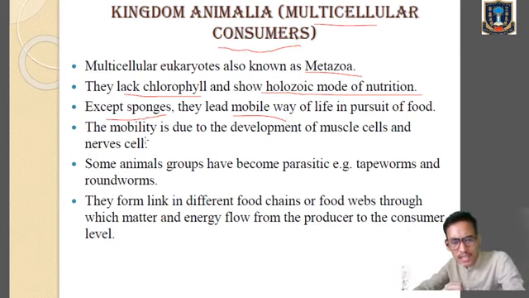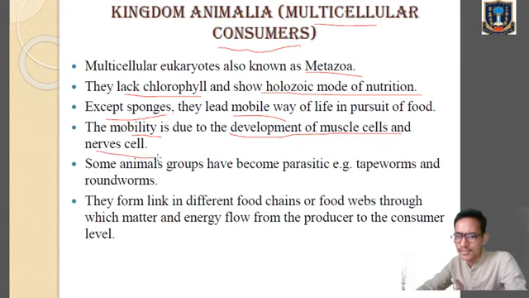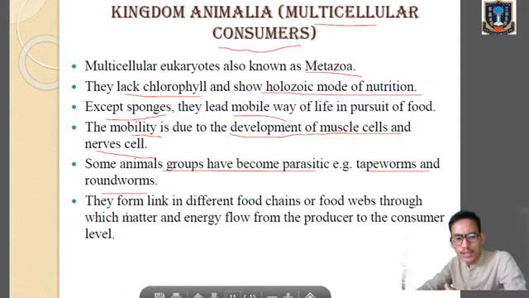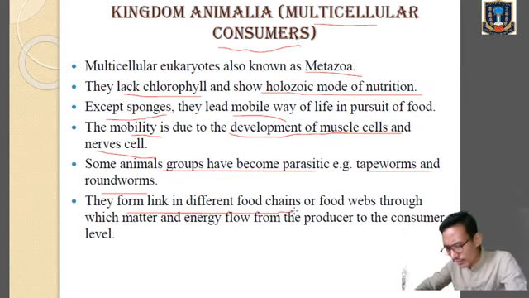The ability of movement in kingdom Animalia is due to the development of muscle cells and nerve cells. Some animal groups have become parasitic, for example tapeworms and roundworms. They form links in different food chains. The process of eating of one organism by another is called a food chain, and when the food chain becomes complex, it is called a food web. So kingdom Animalia forms a link in different food chains and food webs.